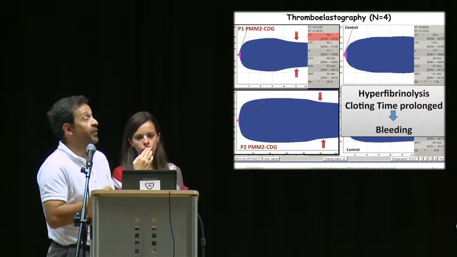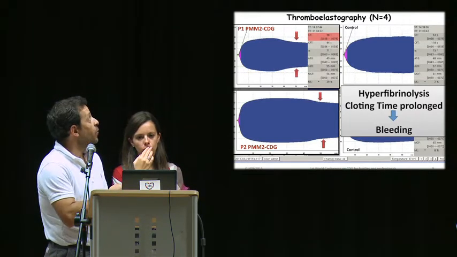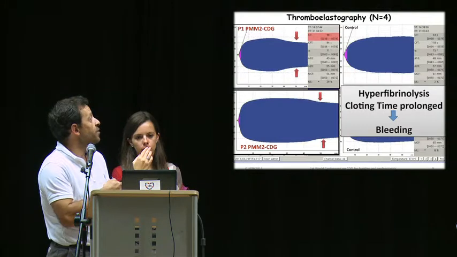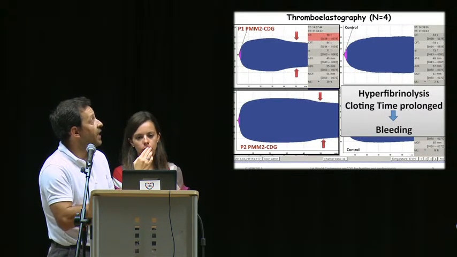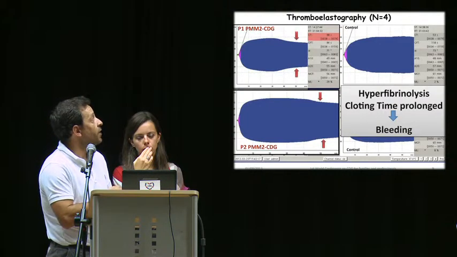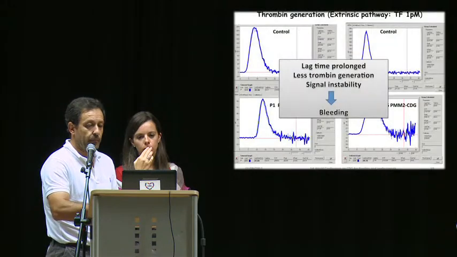For example, the thromboelastography, and you can see here we have compared PMM2-CDG patients and controls, and as you can see, the patients have hyperfibrinolysis and the clotting time is prolonged, data that suggests a bleeding tendency.